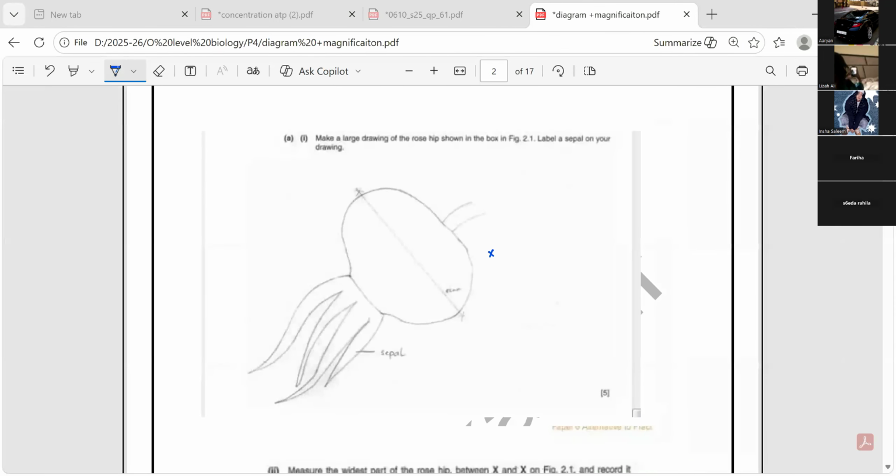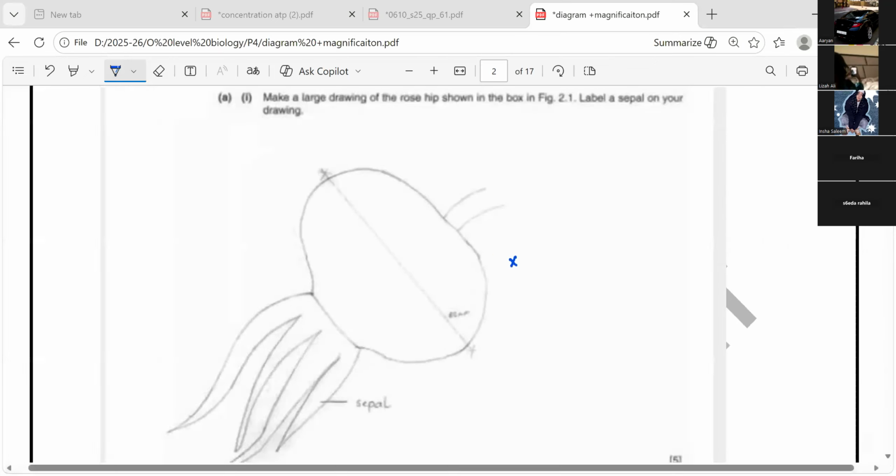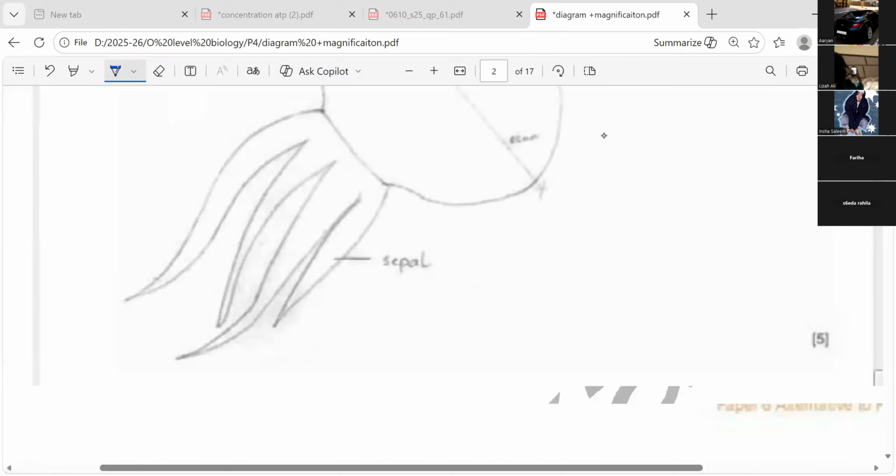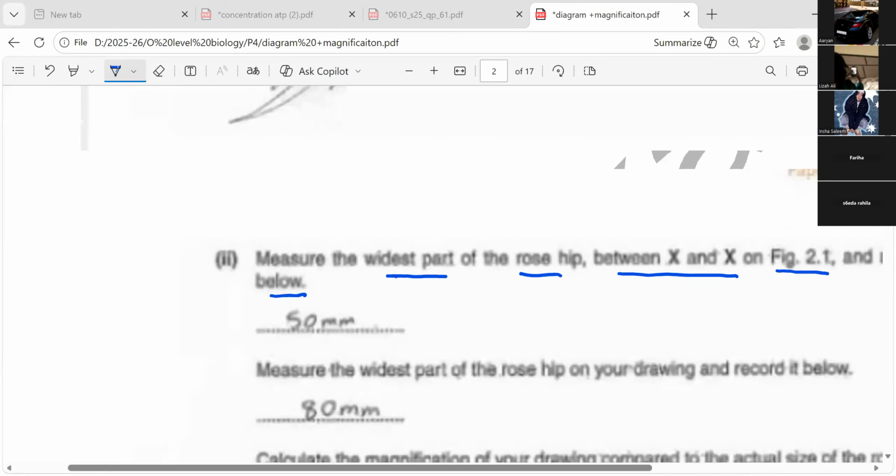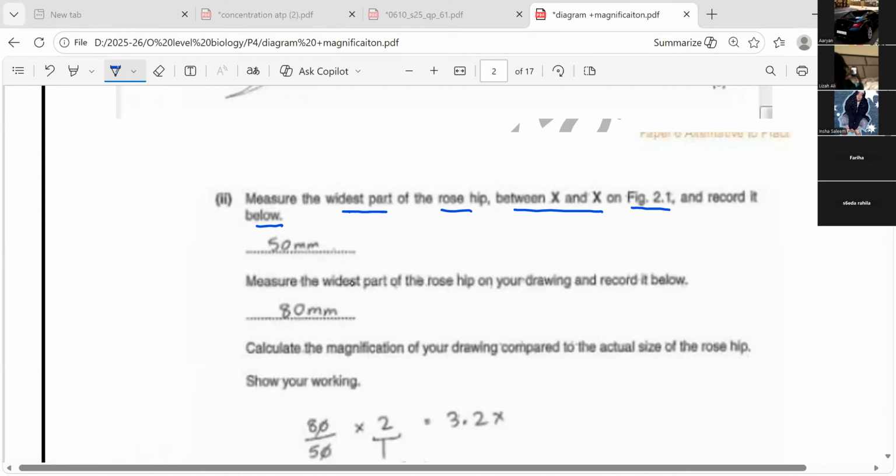Let's suppose the distance of the rose hip between X and X is 65 millimeter. Or let's suppose it is 80 millimeter. So measure the widest part of the rose hip on your drawing and record it below. Let's suppose it is 80 millimeter, so it should be 8 centimeter. We should multiply it with 10 in order to convert it into millimeter. What was the widest part of the rose hip between X and X? It was 50 millimeter. So was it the actual length of the rose hip?